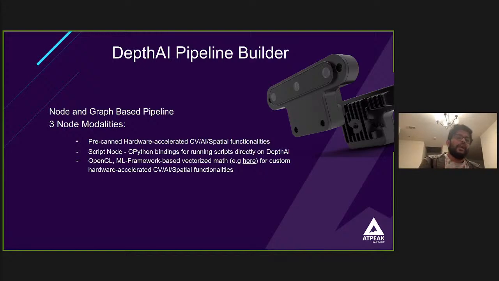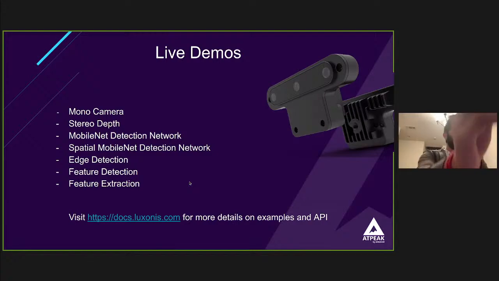And going back to pre-canned hardware nodes, there are like 10-15 nodes. One is the mono camera node, stereo node, color camera node, feature detector, MobileNet, neural network, YOLO detector node, YOLO special net detector node, and edge detector node. And there are SPI nodes also, which are not in the scope of this. I will go over them right now. Let's take a look at how the mono camera node is implemented here.